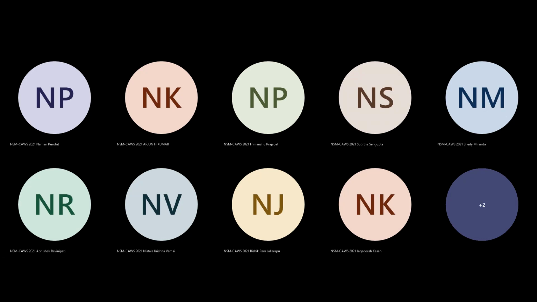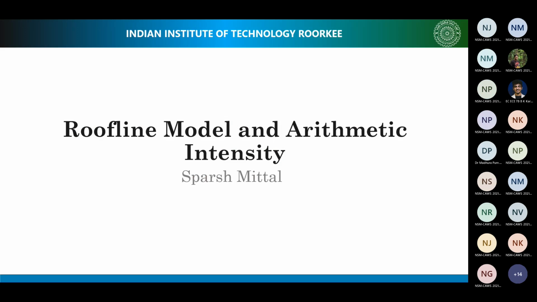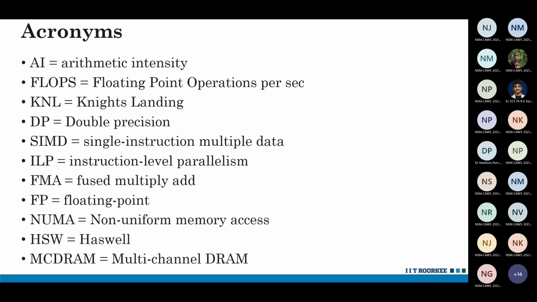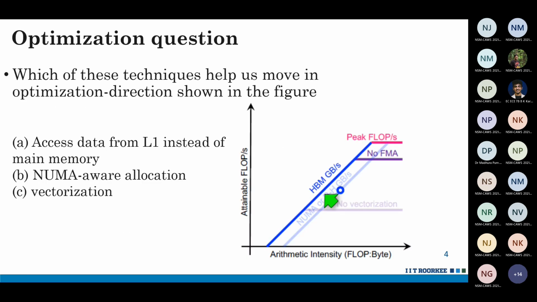Okay, so first we will be discussing the roofline model and arithmetic intensity. Here we have the first question. Here we have the graph between attainable flops and arithmetic intensity. They are asking which of the following optimizations will move us in this direction. We have three options: first, access data from L1 cache instead of main memory; second, NUMA aware allocation; and third, vectorization.